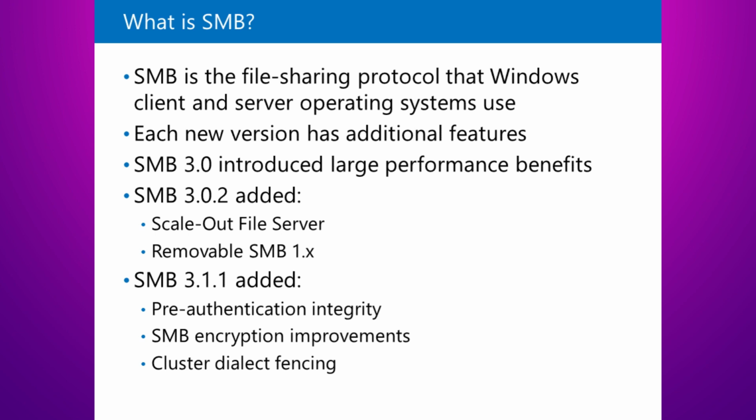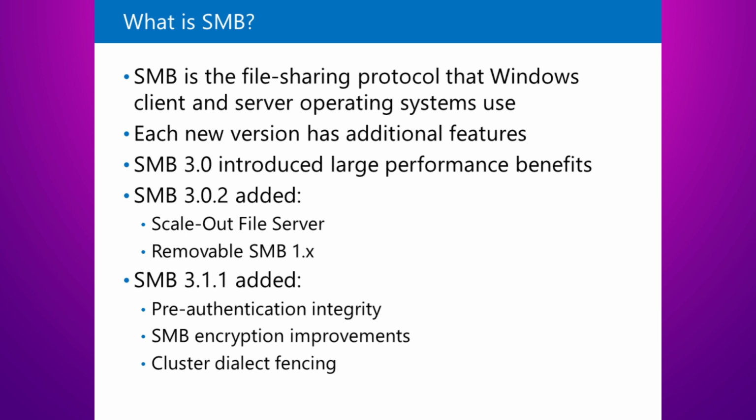SMB 3.1.1 has the following new features. Pre-authentication integrity protects from man-in-the-middle attacks by using a Secure Hash Algorithm 512, SHA-512, hash to verify packet contents during session setup. SMB encryption improvements: SMB encryption now defaults to use the AES-128-GCM encryption algorithm that has significantly better performance than AES-128-CCM, which was used in SMB 3.0.2.